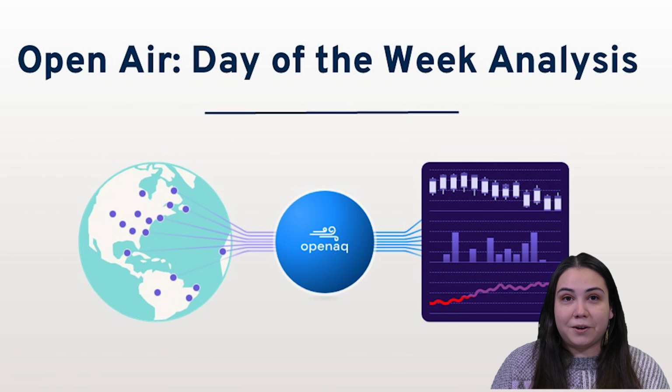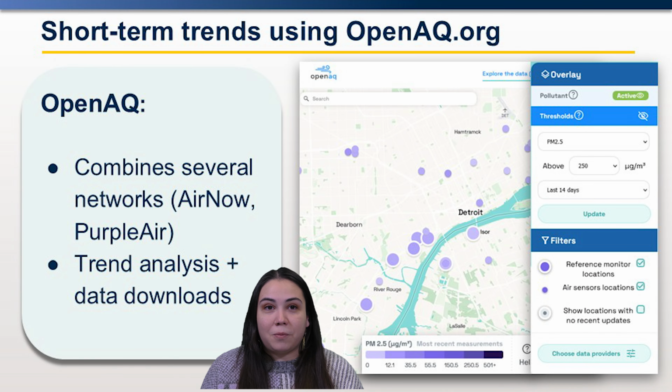In this part of the video, we'll demonstrate the Open Air platform. Open Air, or openaq.org, is a nonprofit organization whose goal is to provide universal access to air quality data to empower a global community of changemakers to solve air inequality. On the screen is a picture of Detroit with monitors shown in purple. They include regulatory monitors like EPA monitors and PurpleAir monitors.